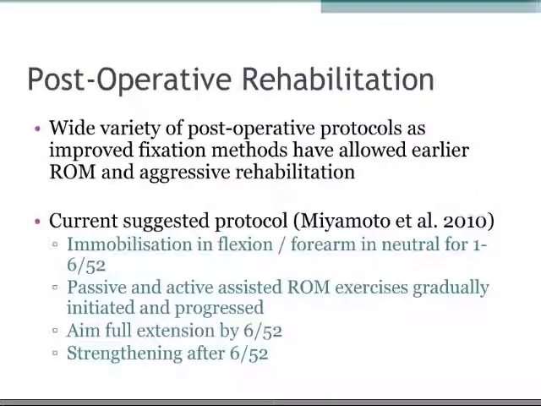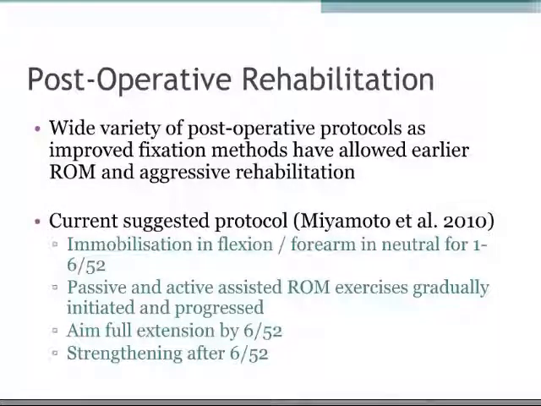They've said start mobilizing at 1 week at the earliest and aim to get full extension by 6 weeks, mobilizing for 1 to 6 weeks. But they haven't specified why they choose 1 week or 6 weeks. They've just said that post-operative rehab seems to be getting more aggressive with the better fixation techniques, and this seems appropriate. Their protocol is that they even start getting people moving at 1 week in some repairs and try to get them back to full strengthening by 6 weeks.